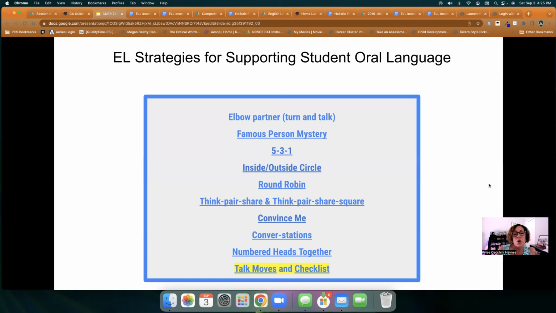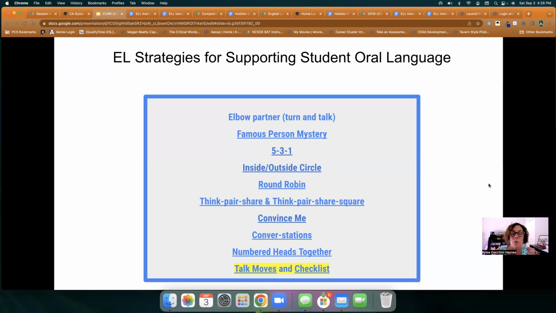Inside outside circle, where it's almost like speed dating, if you will. It gets kids talking to each other and then they're facing each other. There's an inside circle, outside circle, and then they switch. It moves one person and then they talk again with this new partner and then again with this new partner. It can be used for review, test prep, telling stories, you name it. But again, it's getting kids to talk.